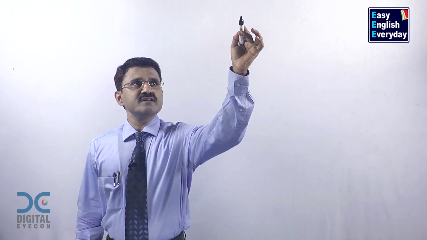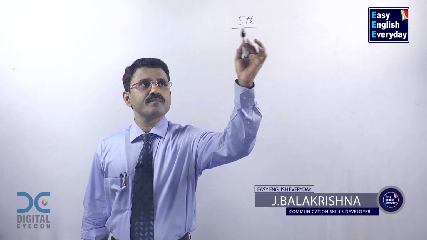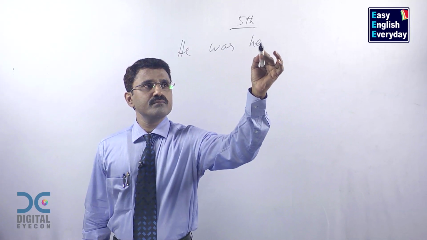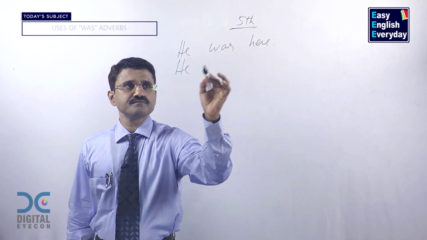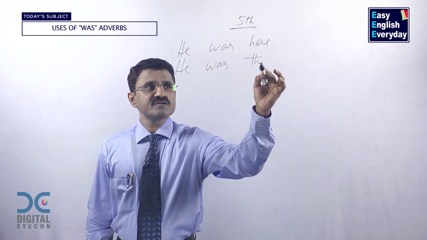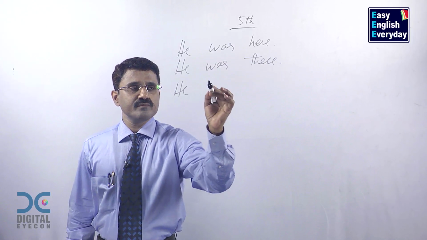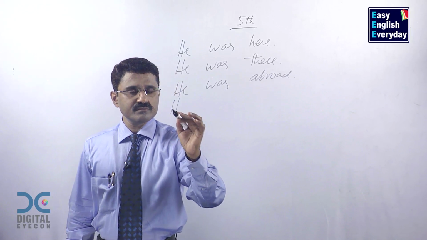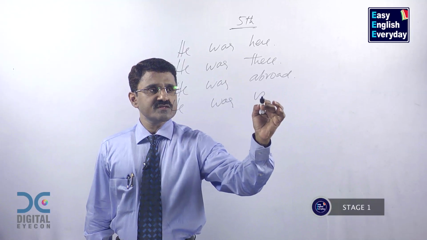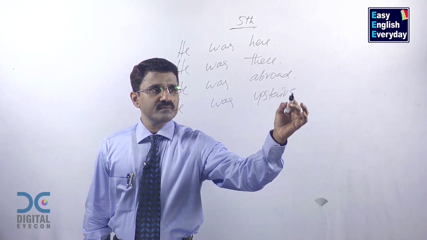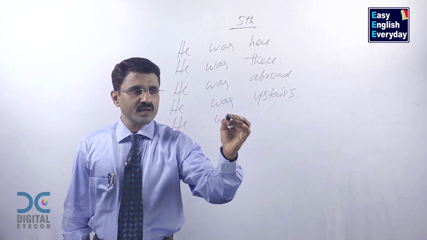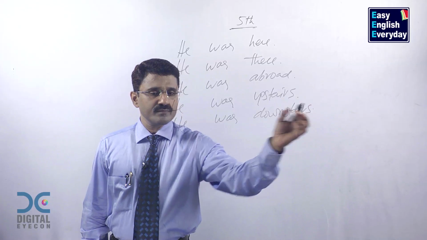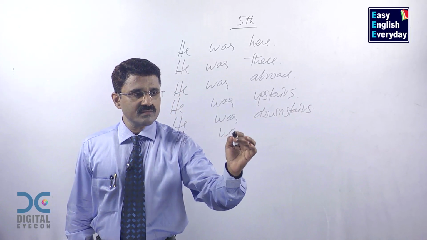Take a look at these sentences. He was here. He was there. He was abroad. He was upstairs. He was downstairs. He was out.